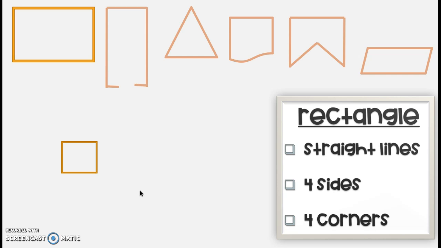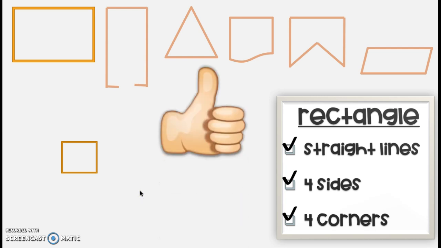Okay, what about this shape? Okay, perfect. All right, does it have straight lines? Yes, check. Does it have four sides? Yes, check. And does it have four corners? One, two, three, four. Yes, check. Oh, finally. Yes, this is a rectangle. Good job. And actually, you know what? I just want to tell you, this actually is a special rectangle because it has two names. It's also a square. When you have a rectangle that has four sides that are all exactly the same length, that's also called a square.